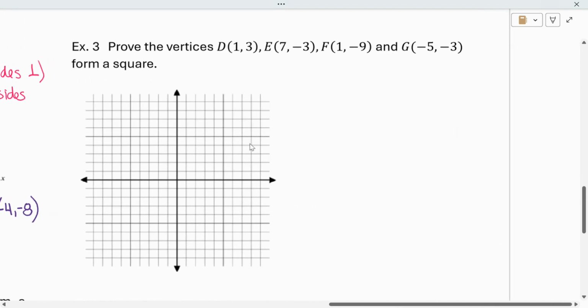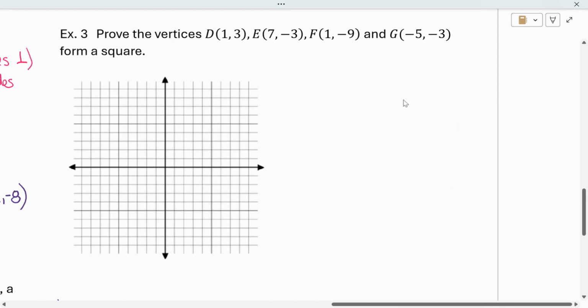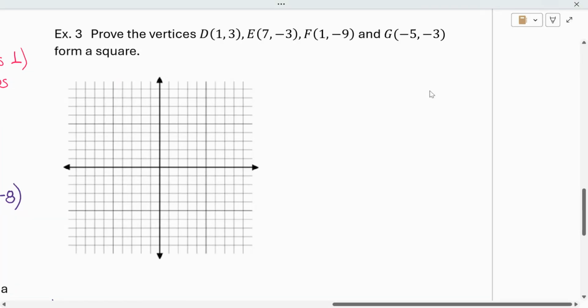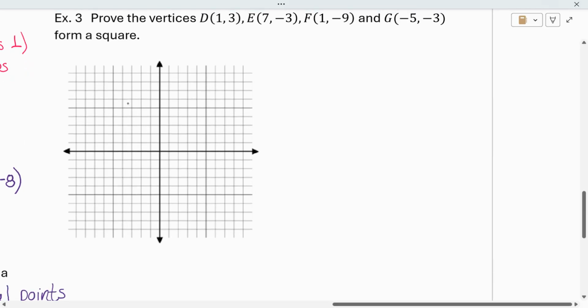Example number 3. We have to prove that the vertices D, E, F, and G form a square. So much like example number 2, the first thing I want you to do is plot your points. So the ordered pair 1, 3. Oops, I just dropped my pen, sorry. So I have the ordered pair 1, 3. I have the ordered pair 7, -3. That's E. I have the ordered pair 1, -9.